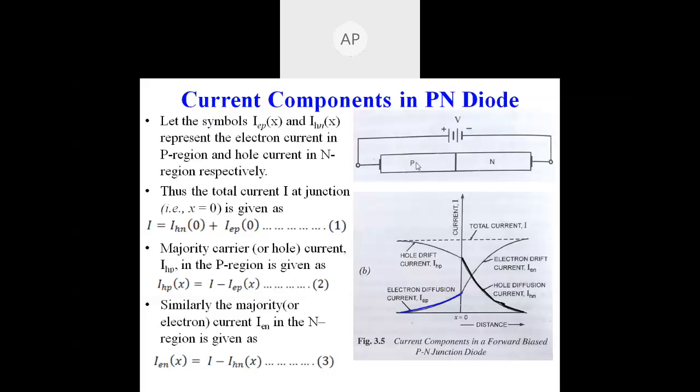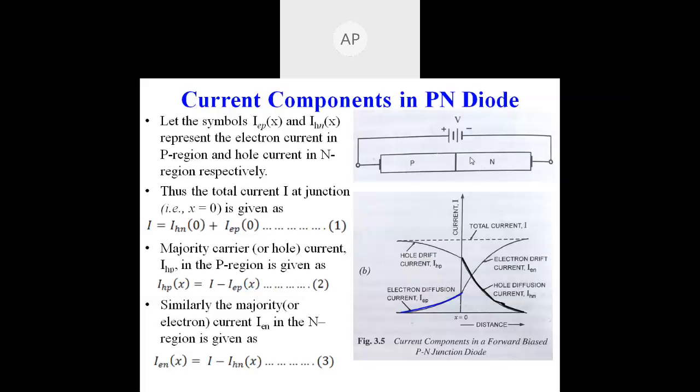So due to the minority carriers, the electron diffusion current's potential gradient keeps changing, increasing here, and here it is decreasing. So for the minority carriers, you will have two components. The first is the electron diffusion current, and the second is the hole diffusion current.